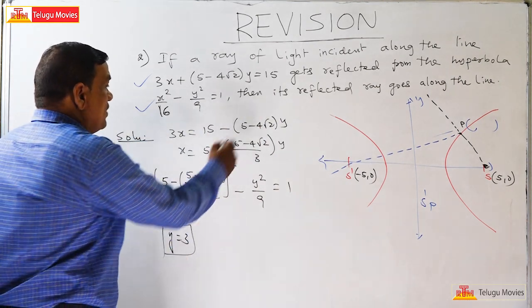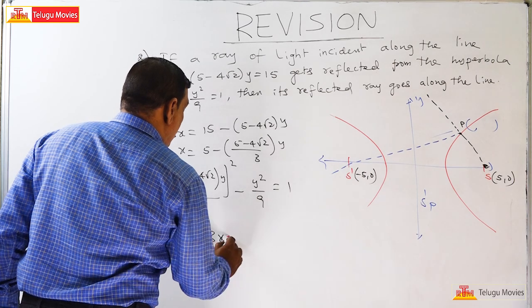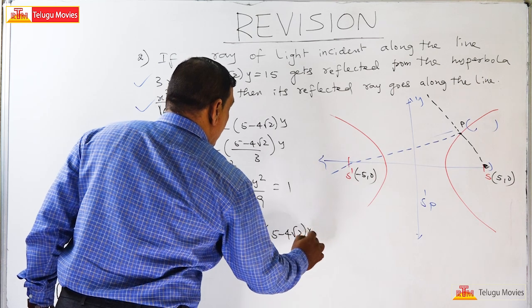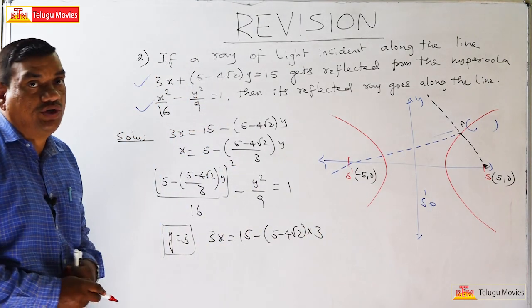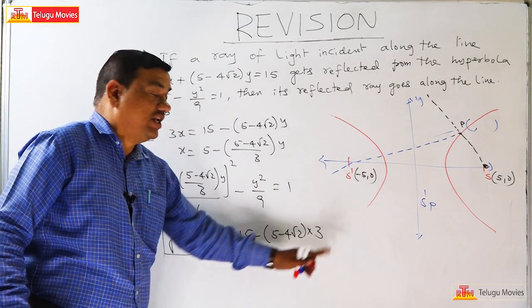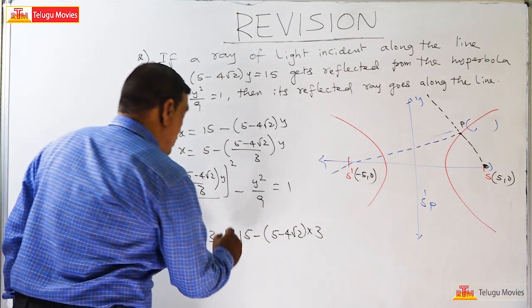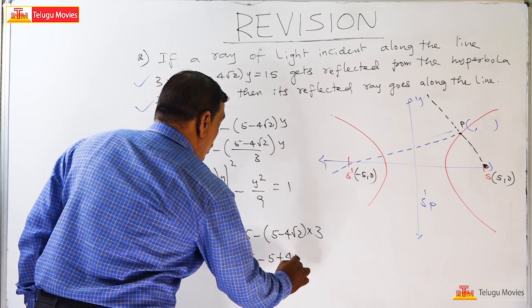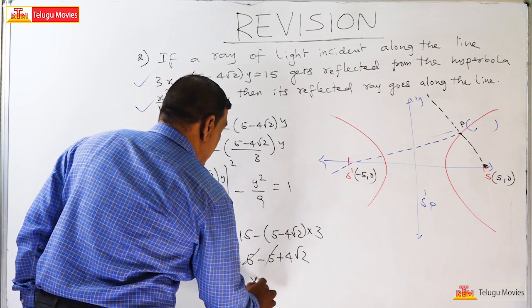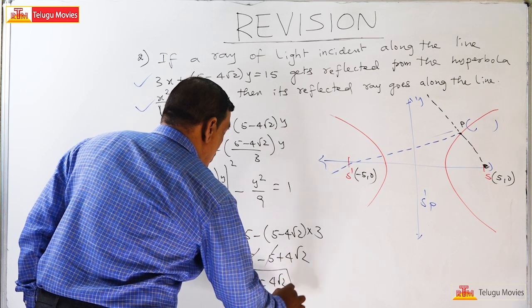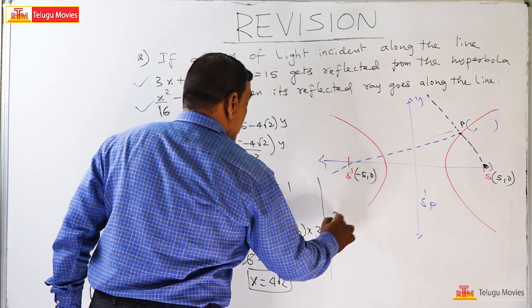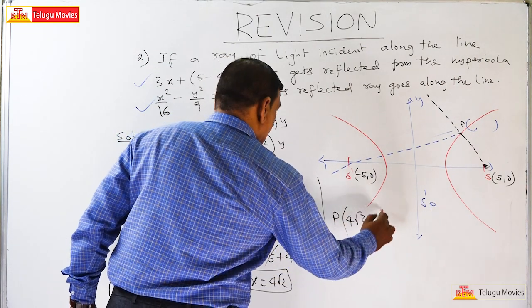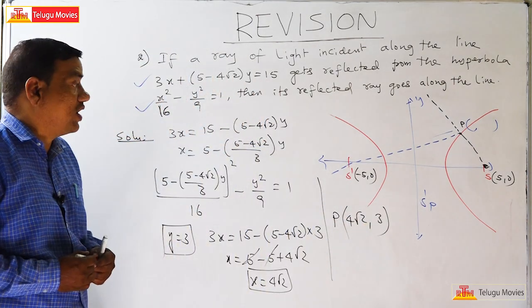Substitute the y value here and you will get the x value. So, this is equal to 3x is equal to 15 into 5 minus 4 root 2 into 3. 3, 15, you can cancel with 3. So, therefore x is equal to 5 minus 5 plus 4 root 2. So, 5 cancels, x is equal to 4 root 2. Therefore, the coordinates of P are 4 root 2 comma 3.